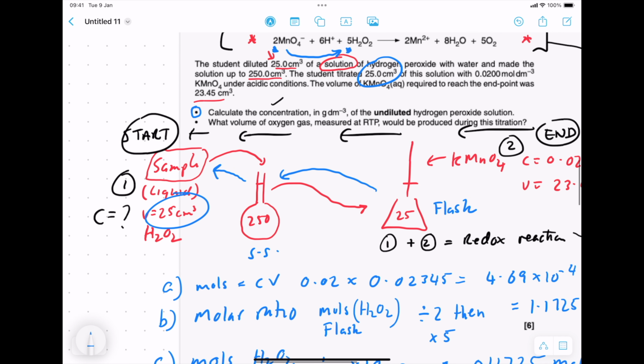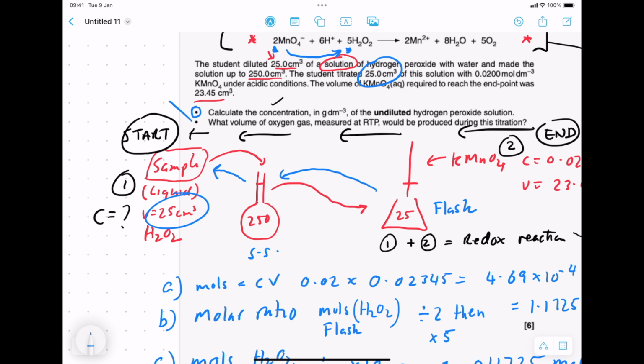Next one. What volume of oxygen gas measured at room temperature and pressure would be produced during this titration? So what we need to do now is go back to the molar ratio of the conical flask, and you can see 5 moles of peroxide, which is circled there, produces 5 moles of oxygen gas during the redox reaction in the flask. Now I worked out the number of moles of peroxide in the flask at this point. It's there, 1.1725 times 10 to the minus 3. So that's what I'm going to use. So the molar ratio you can see there, 5 to 5, is the same as 1 to 1.